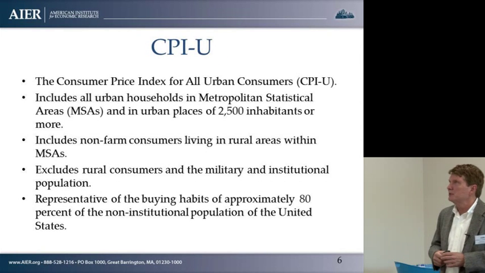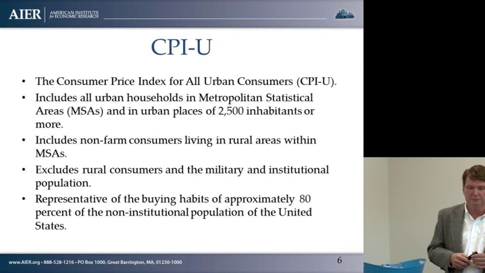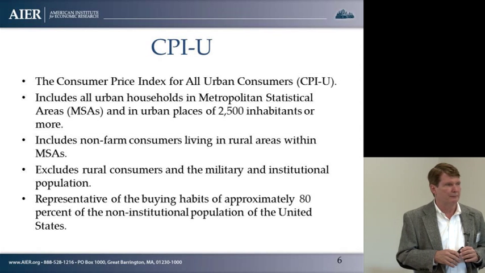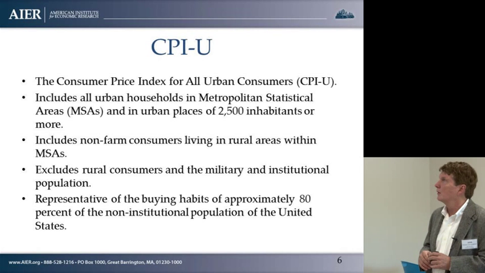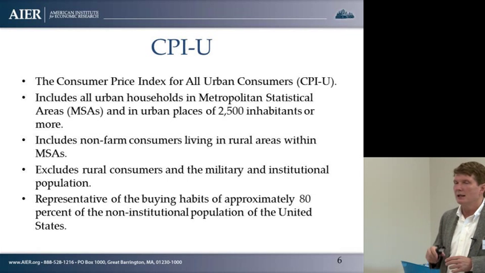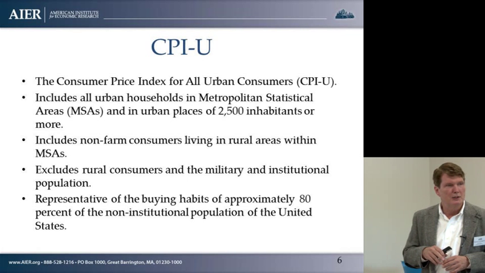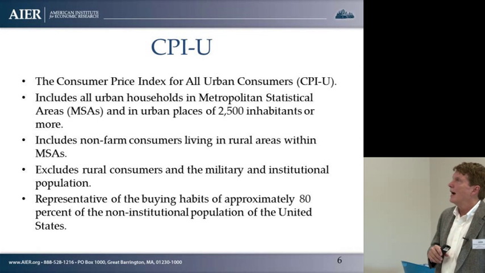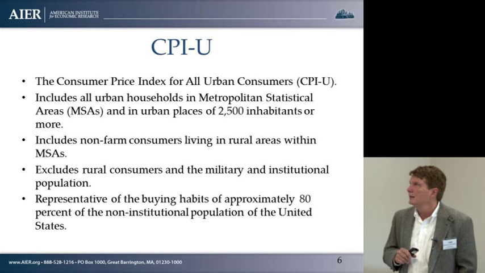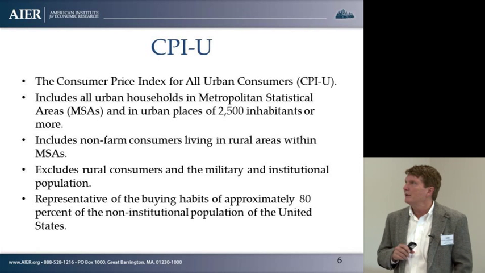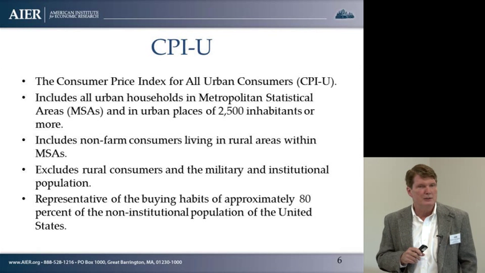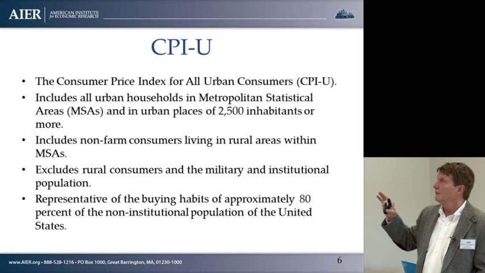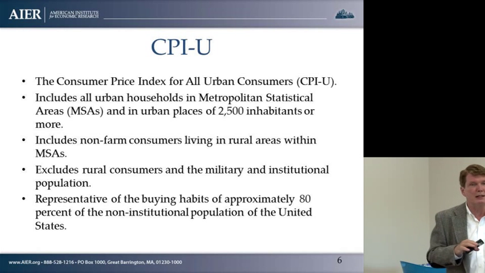Now let's talk about the specific indexes. There's some curious things here. The CPI-U is the one you probably know as the CPI. This is the Consumer Price Index for all urban consumers, and it is what it sounds like. It's urban as opposed to rural. So it leaves out rural consumers. It includes all urban households in MSAs and in urban places of 2,500 inhabitants or more. So it does exclude a number of people. It does include non-farm consumers that live in rural areas within MSAs.